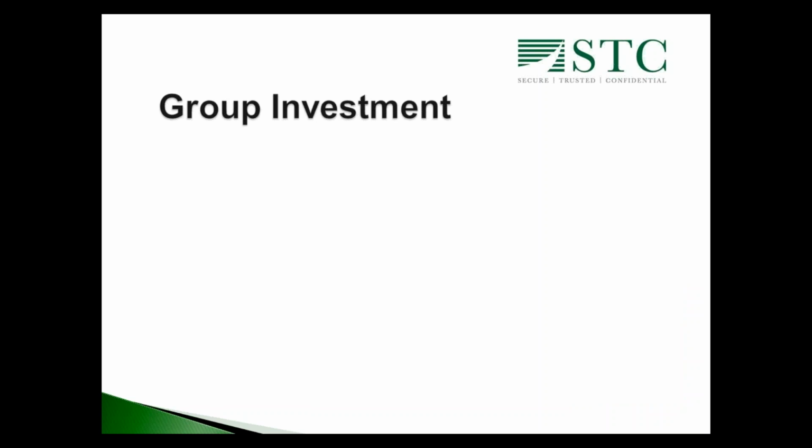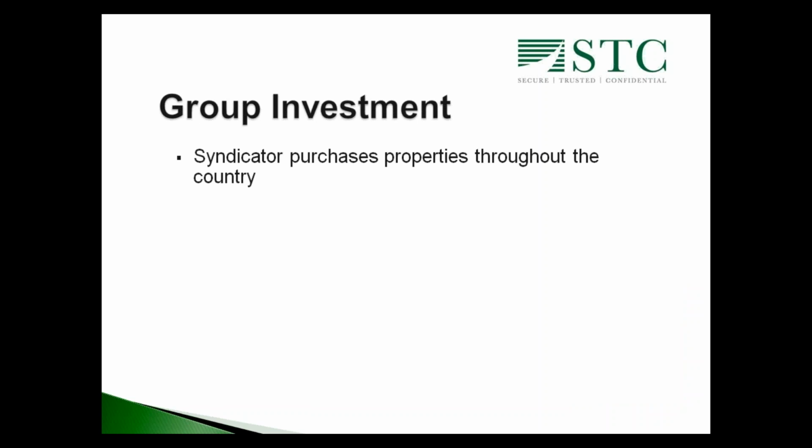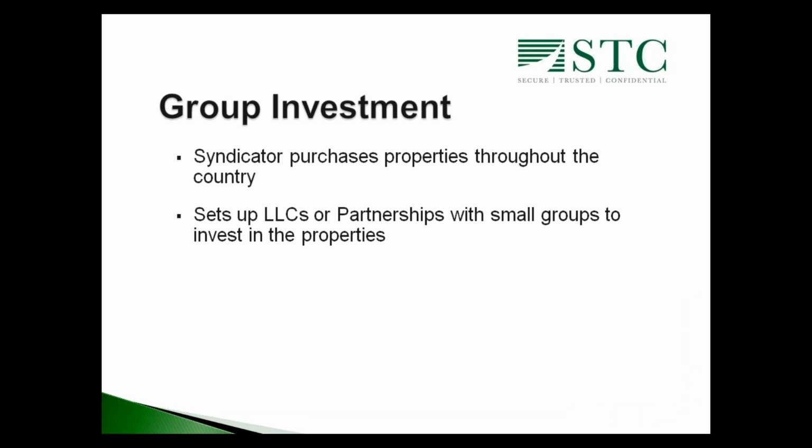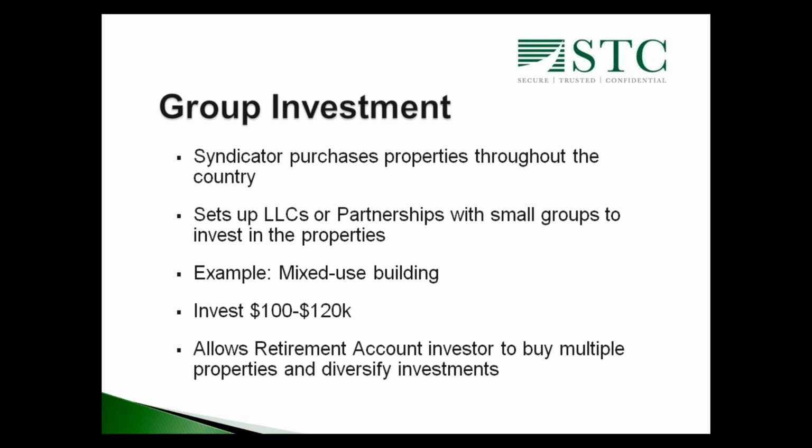This is another client investment. It's a group investment. This is with a syndicator who purchases properties throughout the country, and what he does is he sets up LLCs or partnerships with small groups to invest in these properties. They are usually mixed-use buildings, meaning they probably have retail on the lower level with residential on the top, and investors invest anywhere from $100,000 to $120,000.